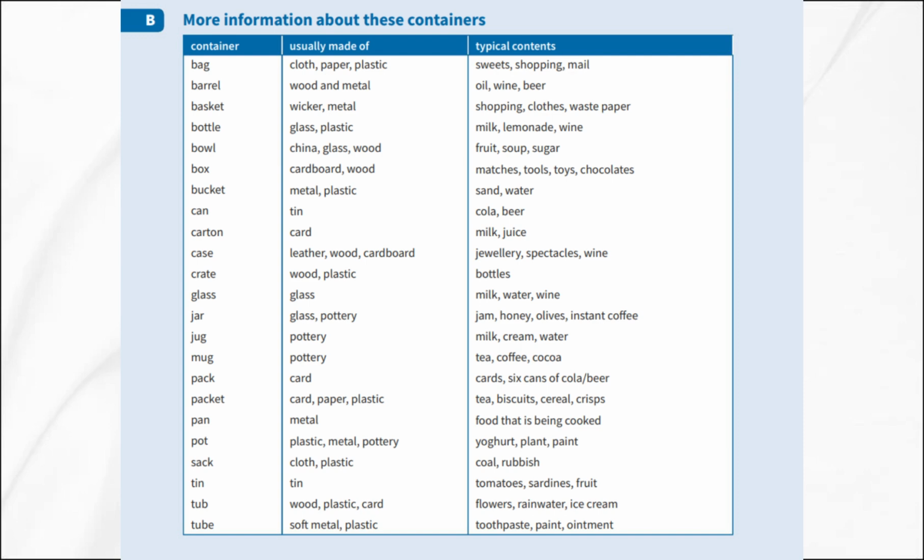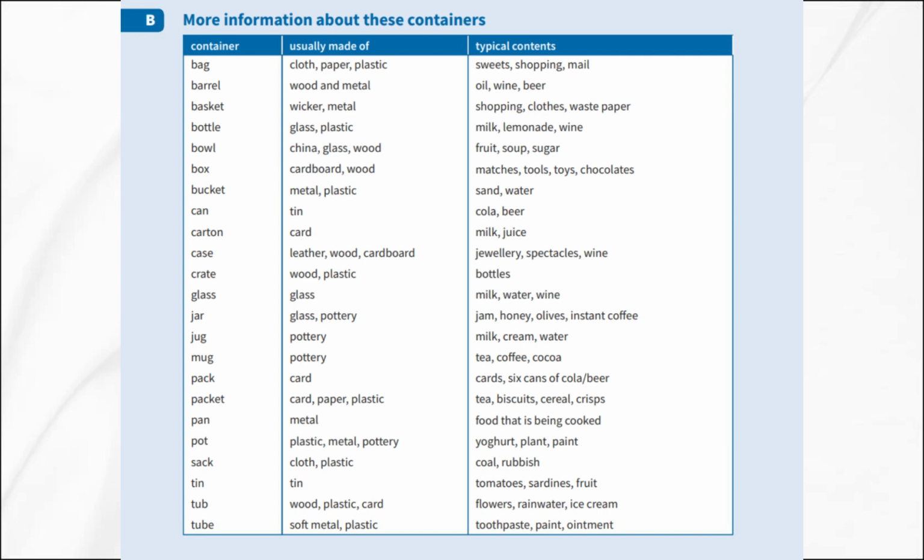Can, usually made of tin. It typically holds cola or beer. Carton, usually made of card. It typically holds milk or juice. Case, usually made of leather, wood, or cardboard. It typically holds jewelry, spectacles, or wine. Crate, usually made of wood or plastic. It typically holds bottles. Glass, usually made of glass. It typically holds milk, water, or wine.